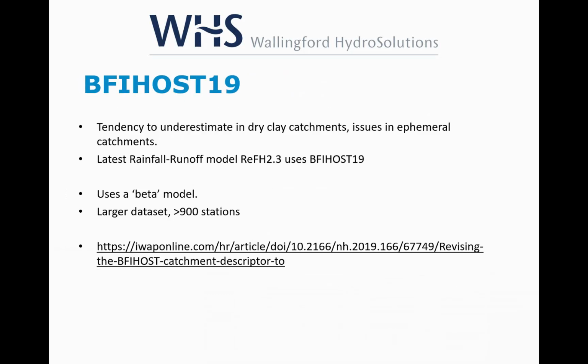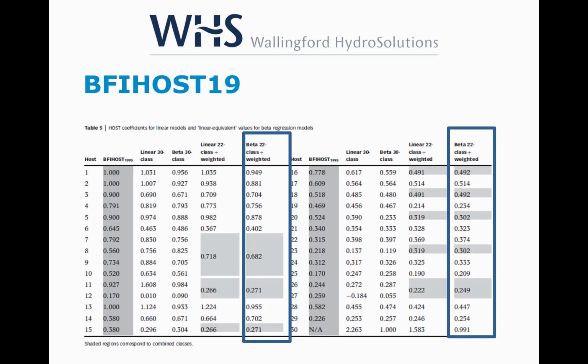BFI HOST 19 was developed to try to rectify some of the issues associated with the original BFI HOST model, particularly the tendency to underestimate in dry clay catchments and issues in ephemeral catchments. The latest rainfall runoff model in the FEH 2.3 software also uses BFI HOST 19. The model uses a beta model and it uses a far larger dataset than that used within the original development. Here's a link to the online paper where you can find more details. Table 5 of that paper presents the coefficients for the linear models and the linear equivalents as well.